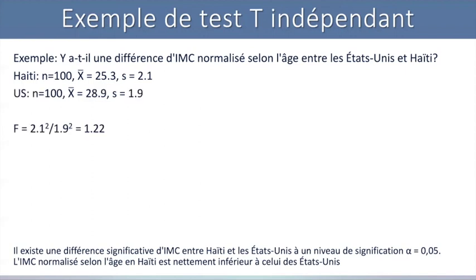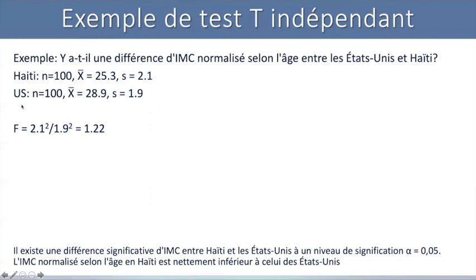These are my values. Sorry. My null hypothesis is there is no difference in age standardized BMI between the US and Haiti. I have two samples here, each with 100 participants, and I know the sample means and the sample standard deviations. So are these standard deviations different?